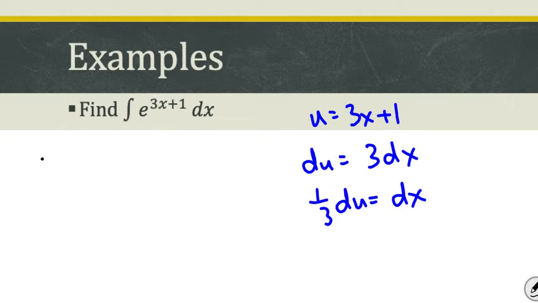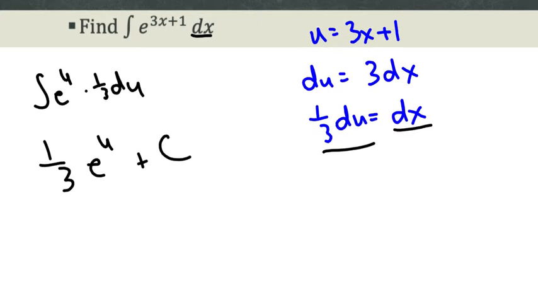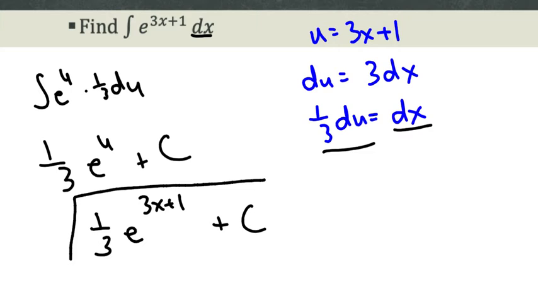So now I have the integral of e to the u times 1/3 du, right? Because I know that dx is equal to 1/3 du. Factor out the 1/3. The integral of e to the u is e to the u plus a constant. And the last thing we want to do is replace that u with what it is equal to. So 1/3 e raised to the 3x plus 1, and we got a plus constant out at the end. There is your final answer.